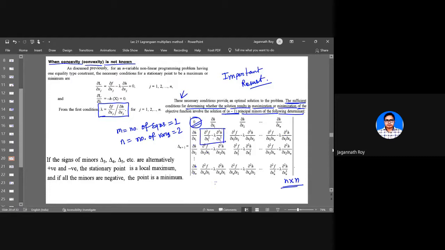and after that, this is principal minor of order 2, principal minor of order 3. Okay, so that means we'll call it lambda 3, lambda 4, and lambda 5, etc. If they have alternate signs, positive, negative, then it is a maximum point. If they are all negative, then it is a minimum. Okay, so this is a useful result which we will use now.